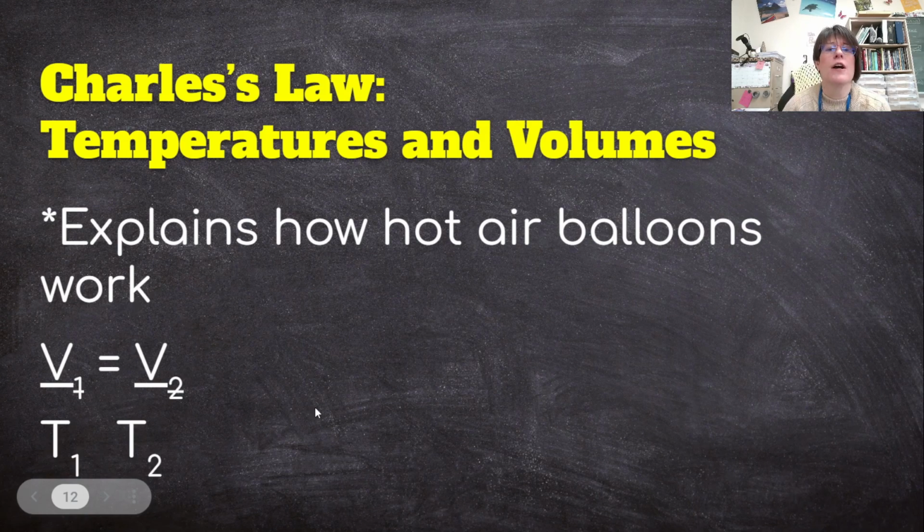Now, Charles's law has to do with volume and temperature, and it's V1 over T1 equals V2 over T2. So we're dividing here. And remember, volume and temperature have a direct relationship. So when temperature increases, volume increases. When temperature decreases, volume decreases.